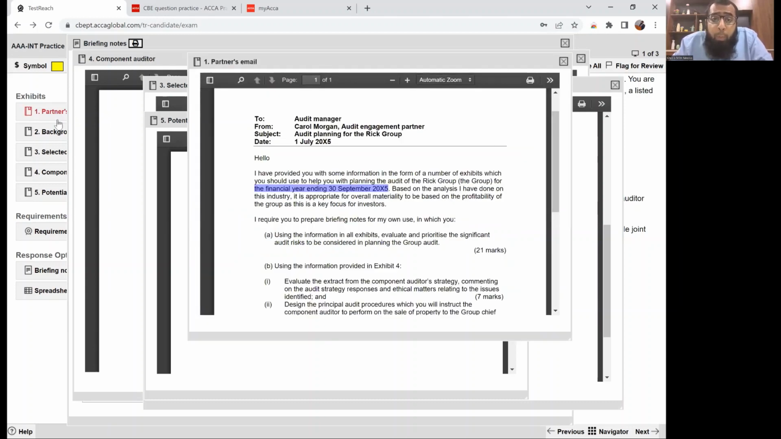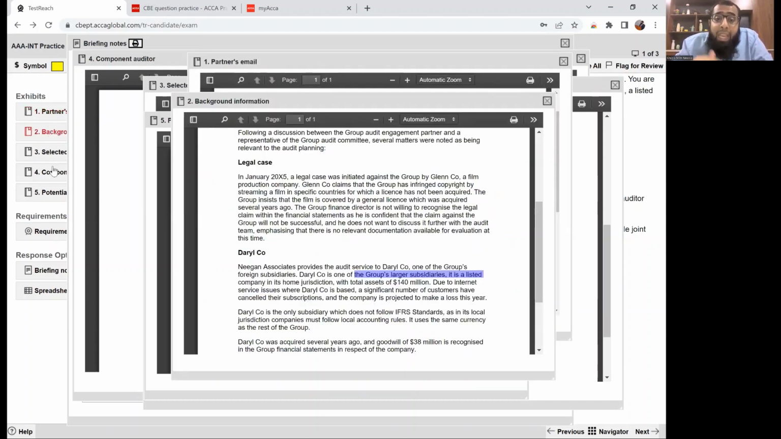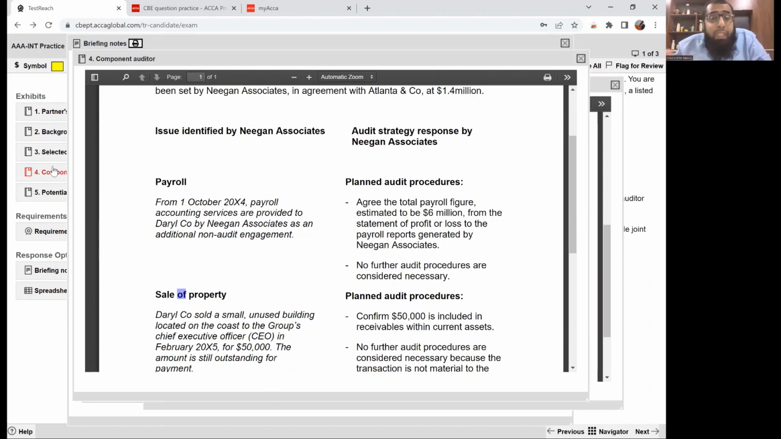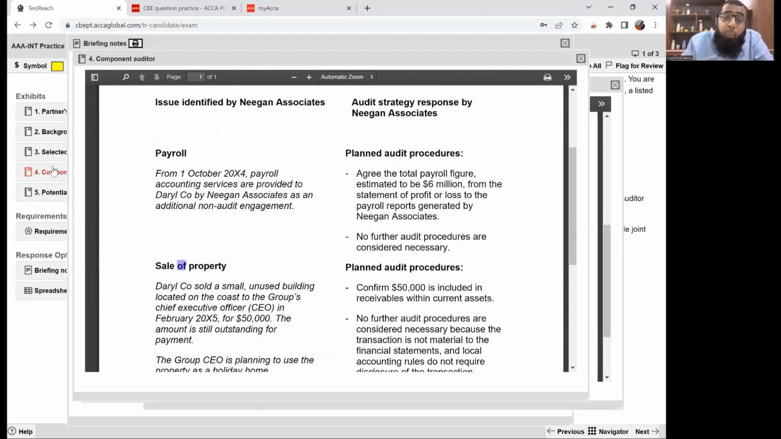So we have covered all the exhibits except exhibit number 4. I didn't pick up any specific risk from exhibit number 4, because we have a separate requirement, part B1, in which we have to comment on this audit strategy.